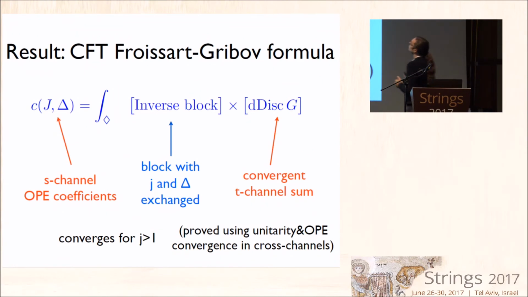So the result is the following. I have a formula which expresses all s-channel OPE coefficients in terms of some integral over a special block, which is basically a usual block with spin and dimension exchanged. And the key ingredient is that it involves this double discontinuity, which we've seen is the analog of the imaginary part of the amplitude. So in this formula, you input the imaginary part of the amplitude, and you get out the full amplitude. And you can show that it converges for spin greater than 1. You can prove this using known convergence properties of the OPE.